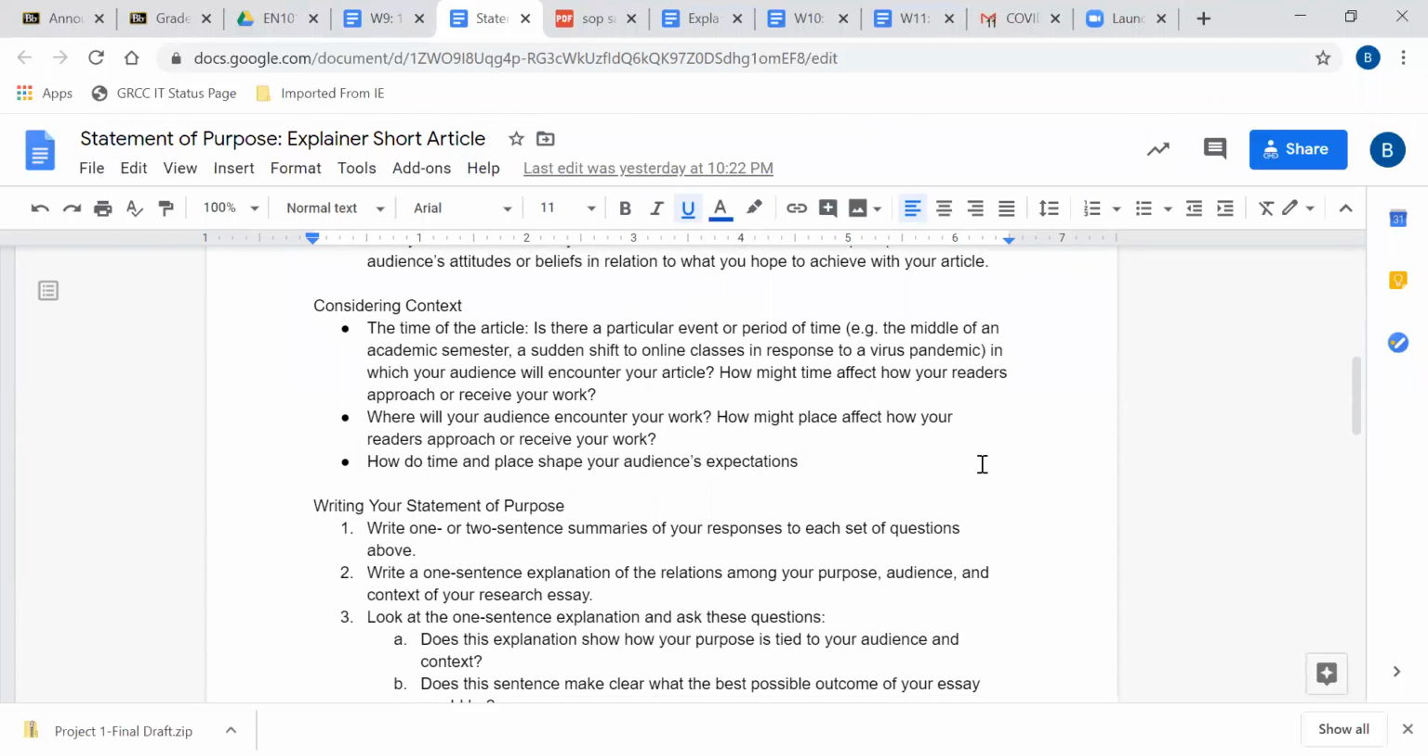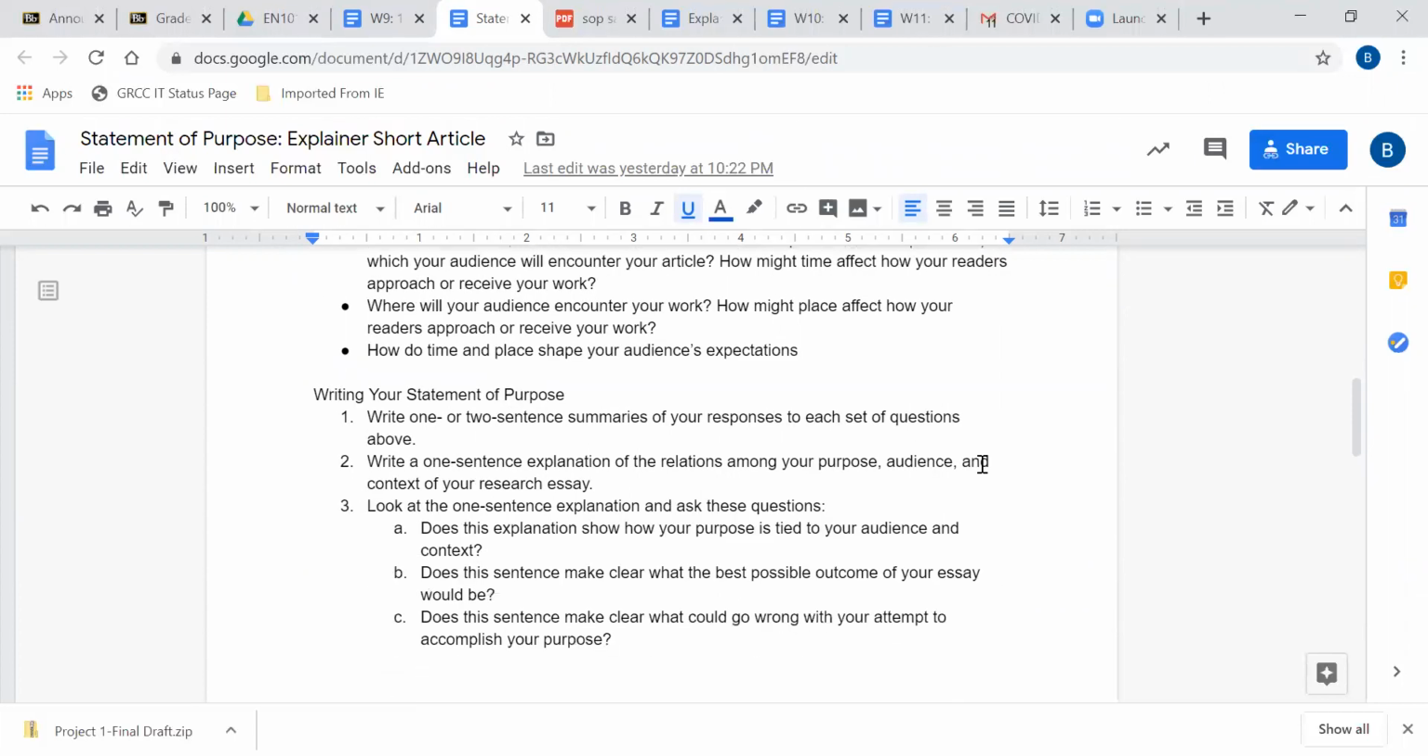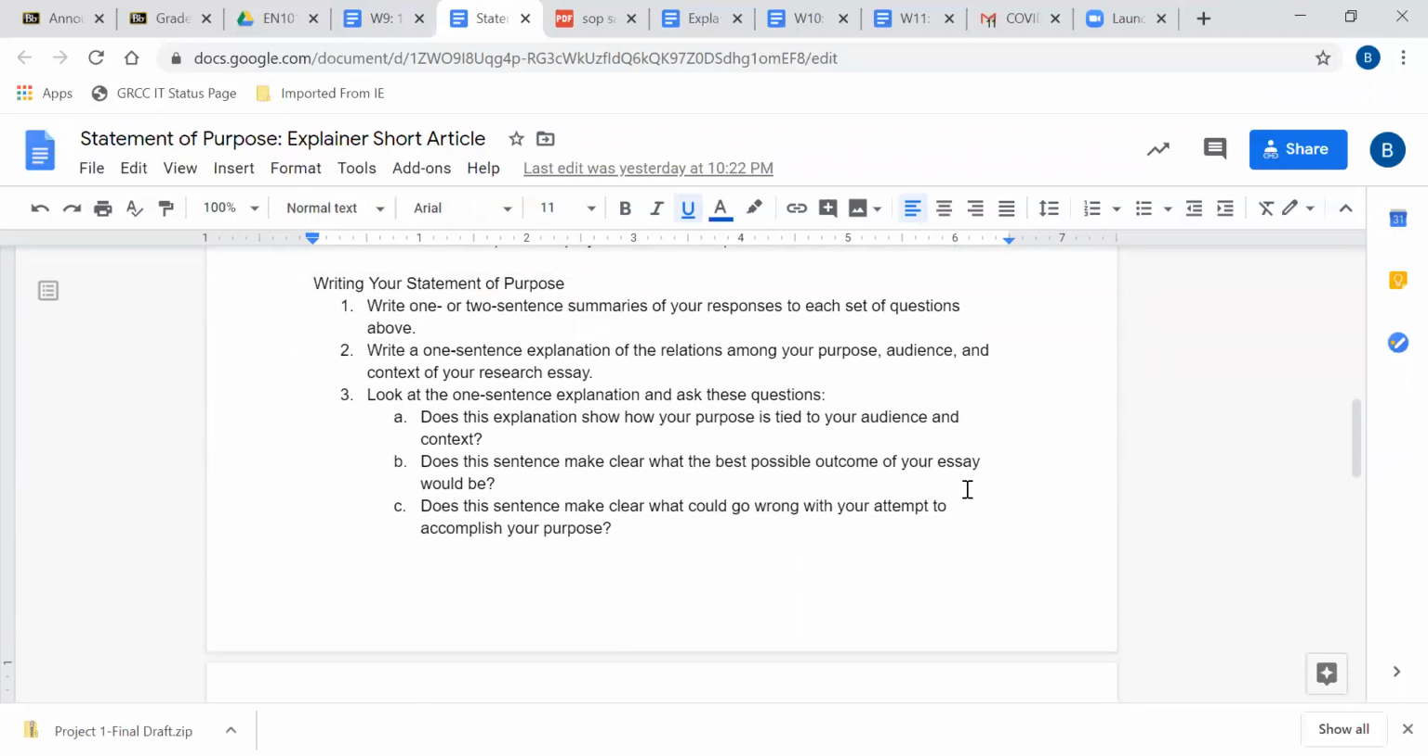And then the context is looking at the time period, the greater environment in which your article is going to be disseminated, is going to be shared. So thinking about those things. And once you've got answers to those questions, you want to summarize them so that you can put them together and say, this is what I understand is my purpose. This is what I understand is my audience. This is what I understand is my context. And then you're going to say, well, how do audience, purpose, and context work together? And you're going to write a sentence or two that explains that.